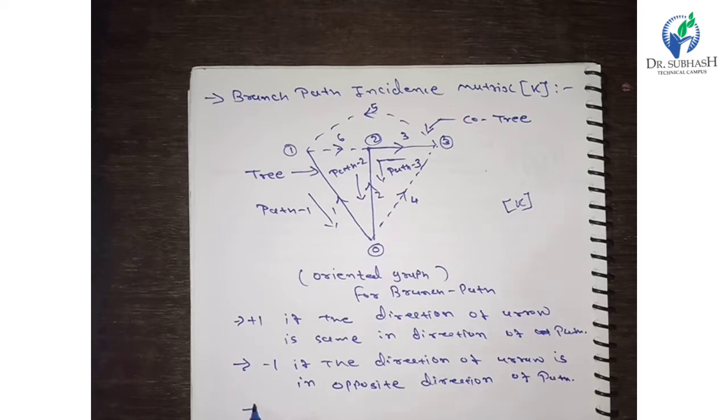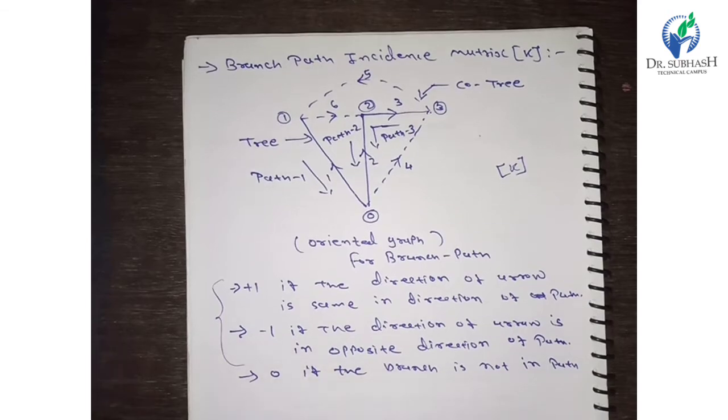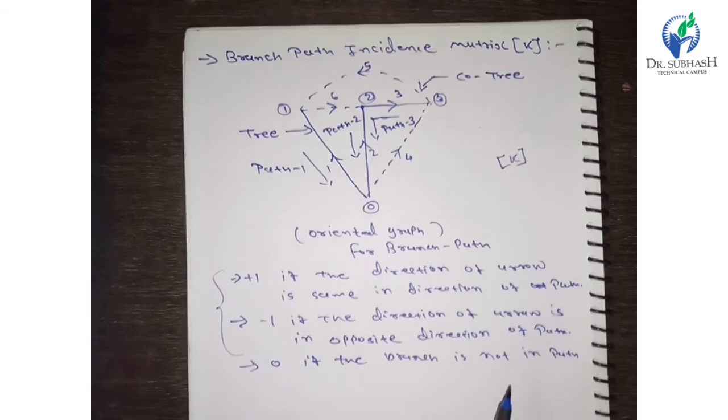And zero indicates that the branch is not in a path. So friends, this is a very important point for a branch path incidence matrix. +1, -1 and 0 are the same as in the bus incidence and other parameters.